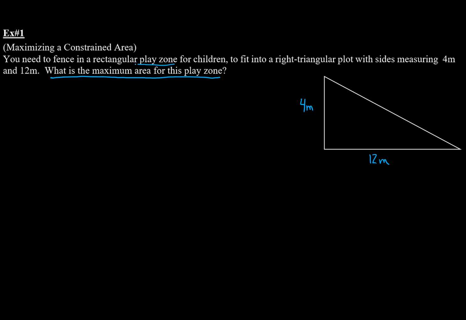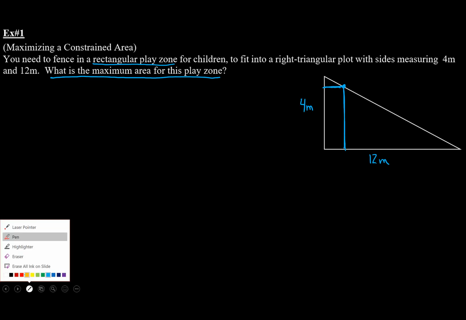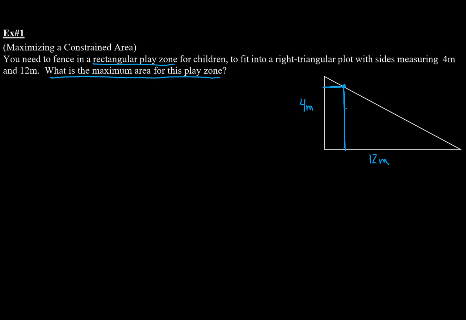Now this play zone is rectangular, and this rectangular play zone needs to fit inside this triangle. So I've already drawn a triangle. Now let's draw the play zone. So for example, if I draw this play zone here, this is one possibility. I'm going to do some colors. Let's say I think that's too small. I'm going to draw a different play zone. Again, rectangular.